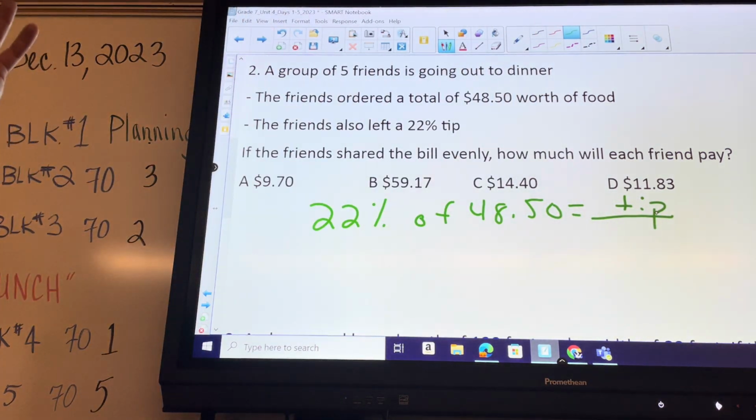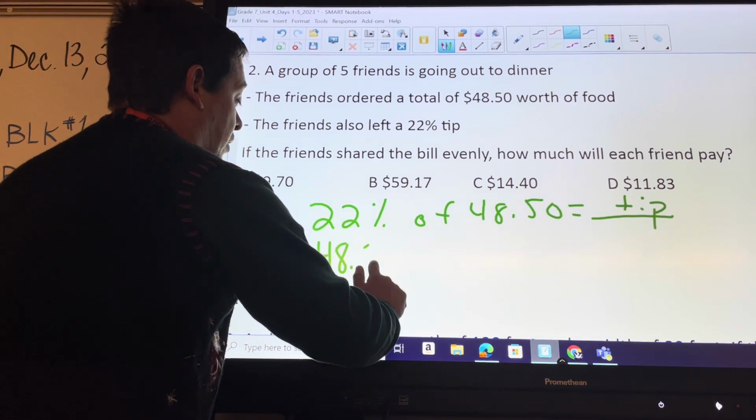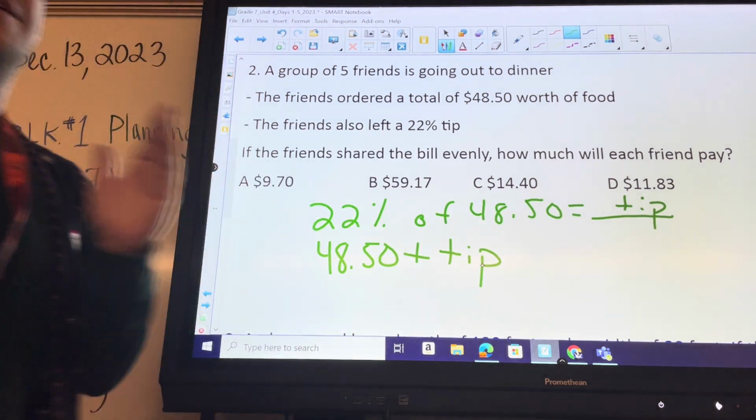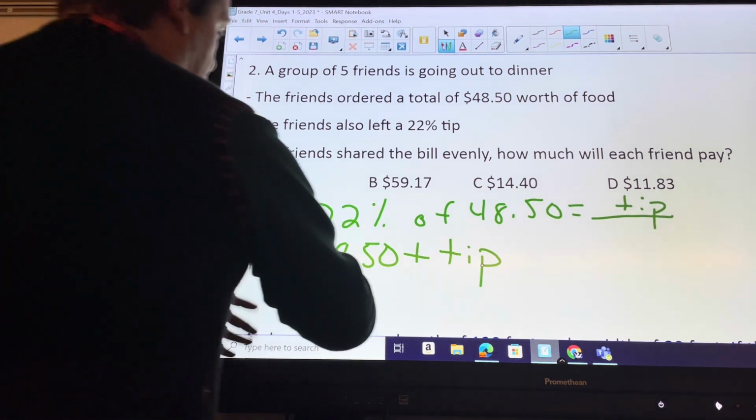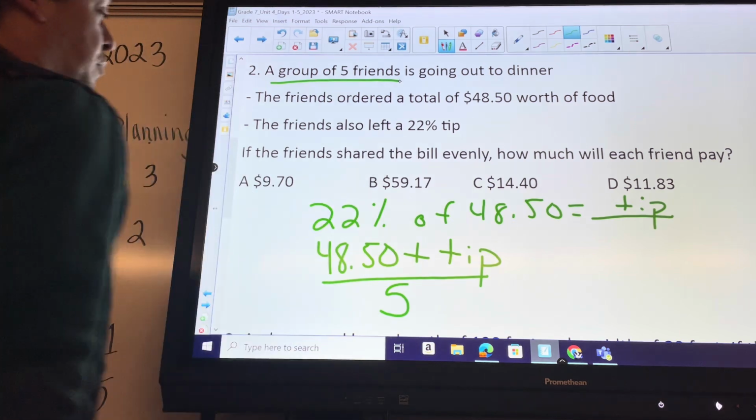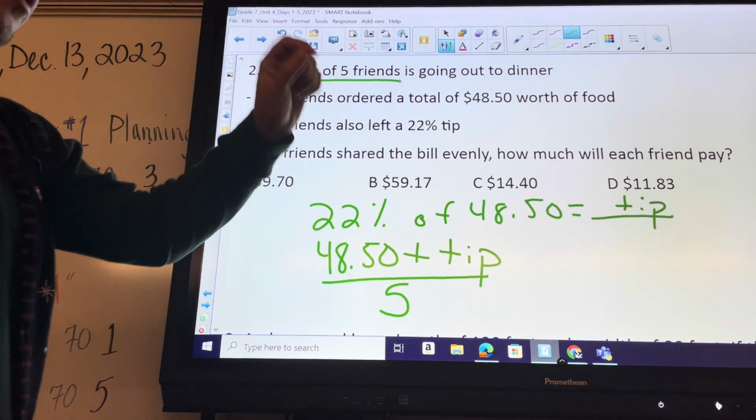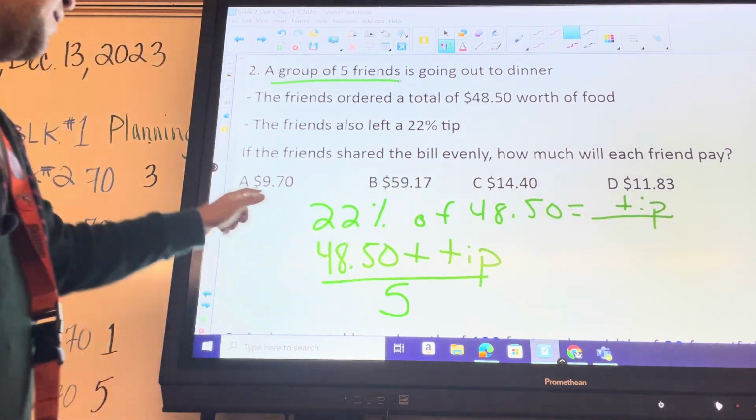Now to find what the price is of the meal and the tip, it's going to be $48.50 plus whatever that tip is. However, that is not going to be the final answer, because once you add those up and get the total, you'll have to divide it by 5 because 5 friends are splitting it. Or you can put this in your Desmos calculator. You'd hit the fraction button, 48.50 plus whatever the tip is on the top, divided by 5 on the bottom.